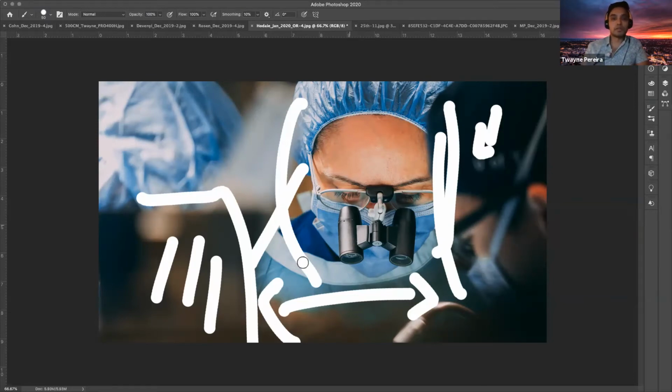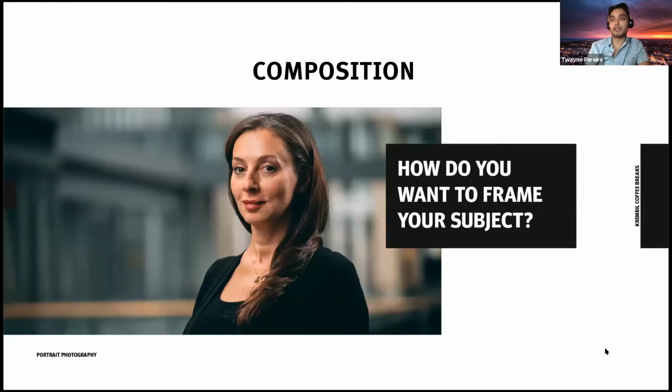So those are some compositional ideas that you could take, and definitely refer to that first presentation I gave about smartphone photography, because there are some other compositional techniques that you can employ in portraits as well, depending on the type of portrait you're taking.